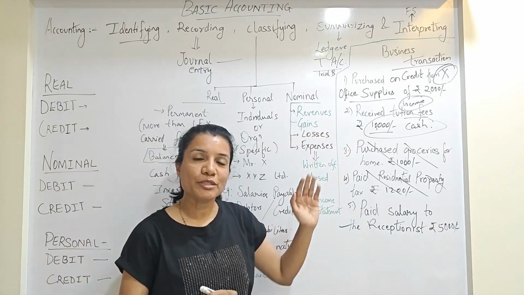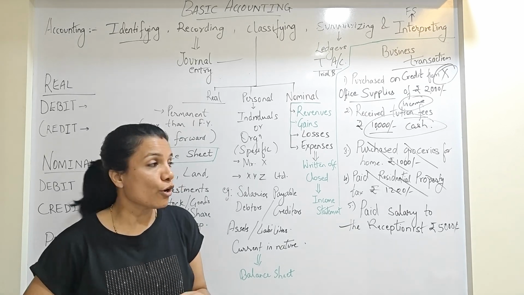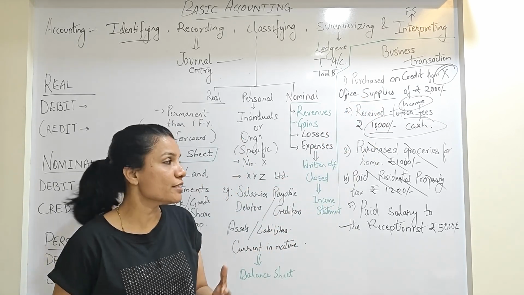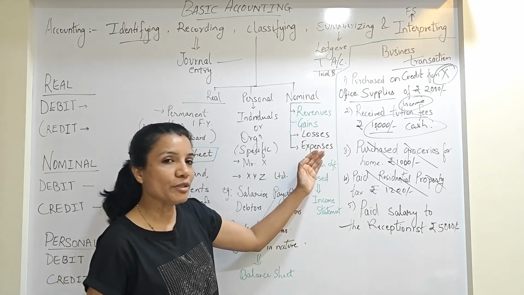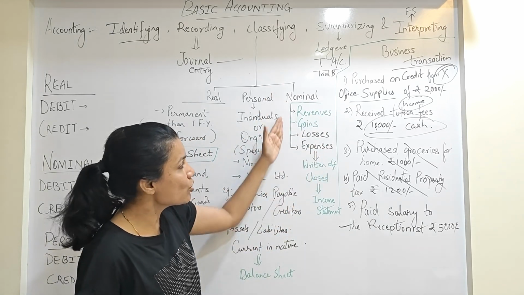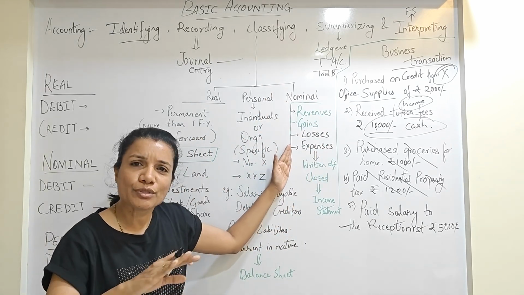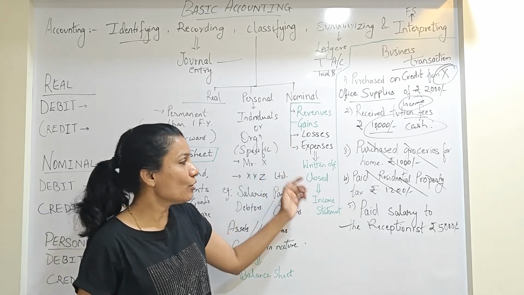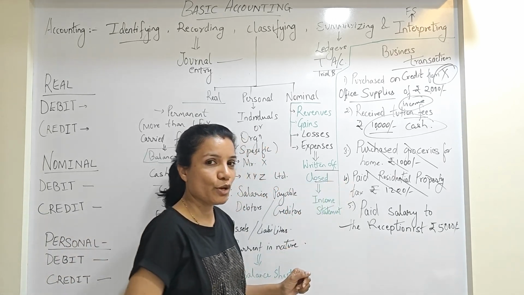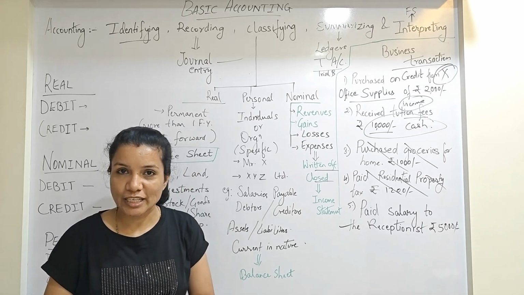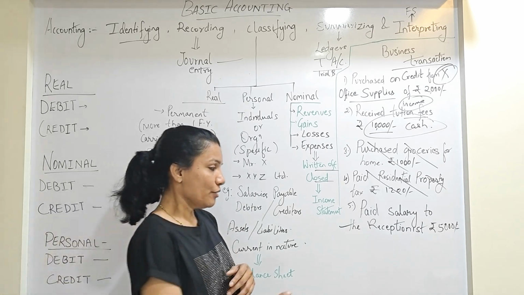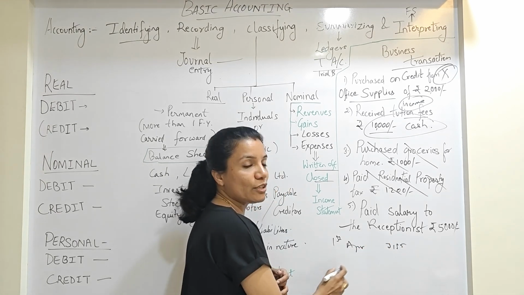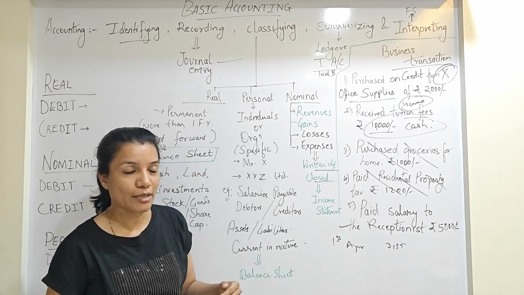Expenses or losses, if the business incurs any kind of losses, or it's spending, like example printing and stationery, it's an expense for the business, so that comes under nominal account. Now these nominal accounts, any kind of revenues, incomes, gains, expenses and losses are always written off or closed at the end of the financial year. Now what is the financial year? Financial year could be 1st April to 31st of March, or 1st Jan to 31st of December.